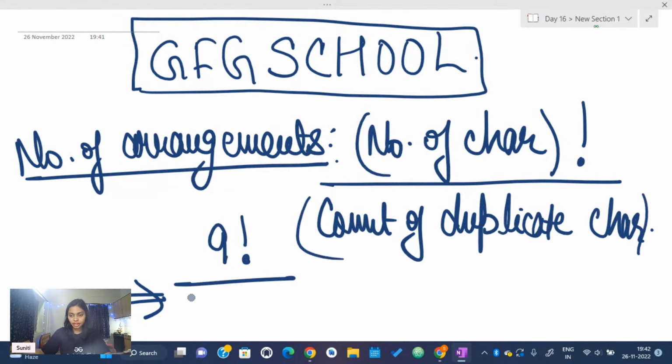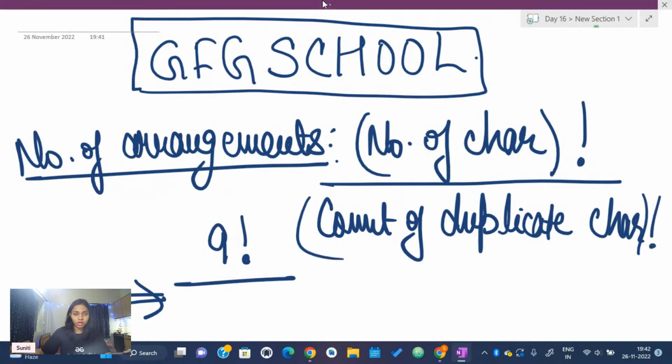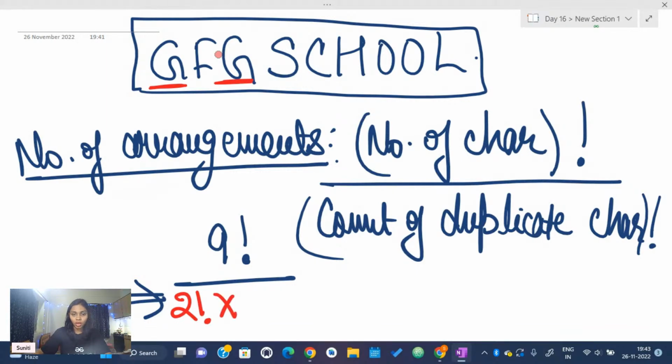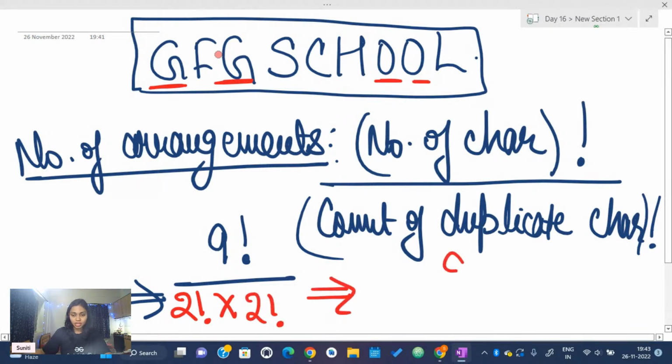So, count of duplicate characters. Now what are the duplicate characters that we have here? That is G and G. This is duplicate, right? So divided by 2 factorial. Again, duplicate we have here as O and O, so again divided by 2 factorial. So the answer will be 9 factorial divided by 4.